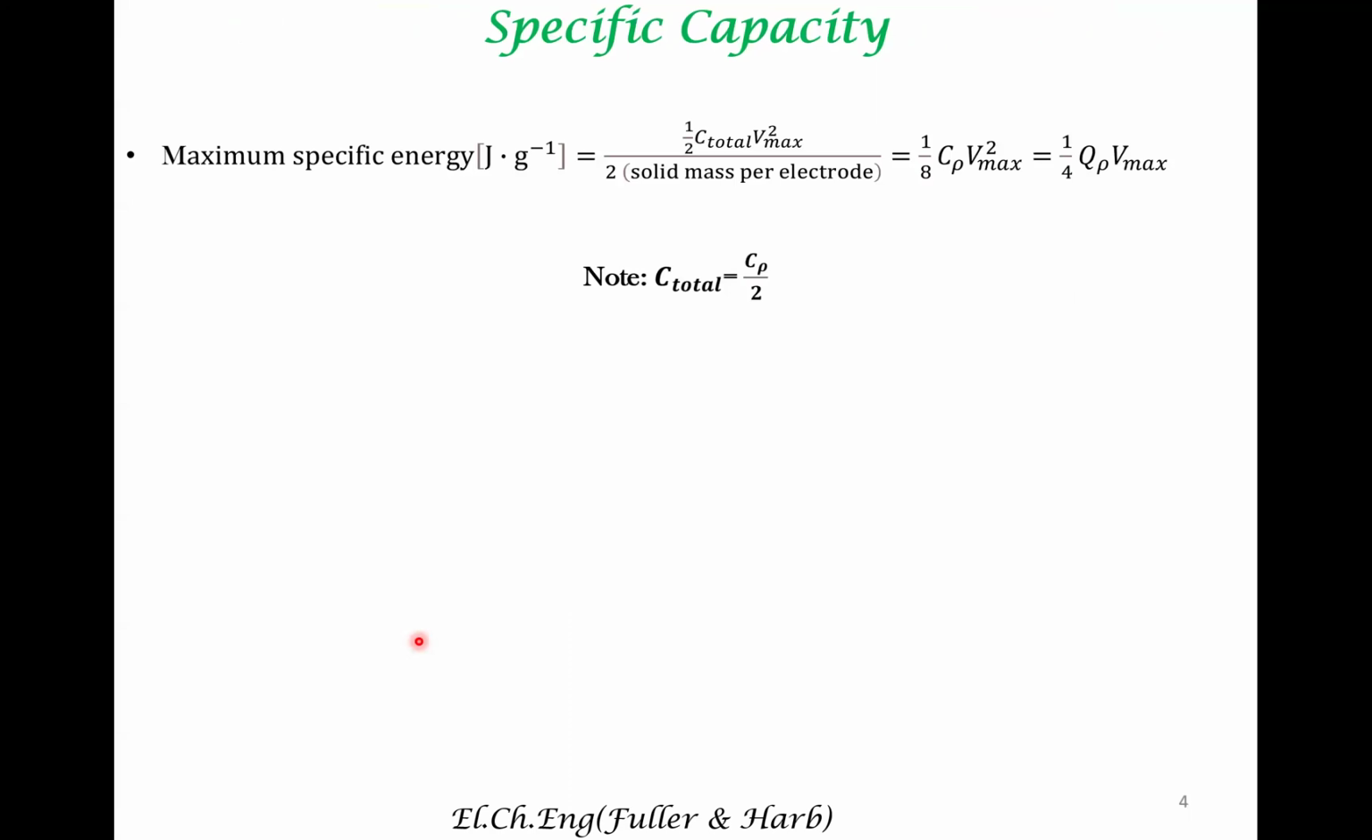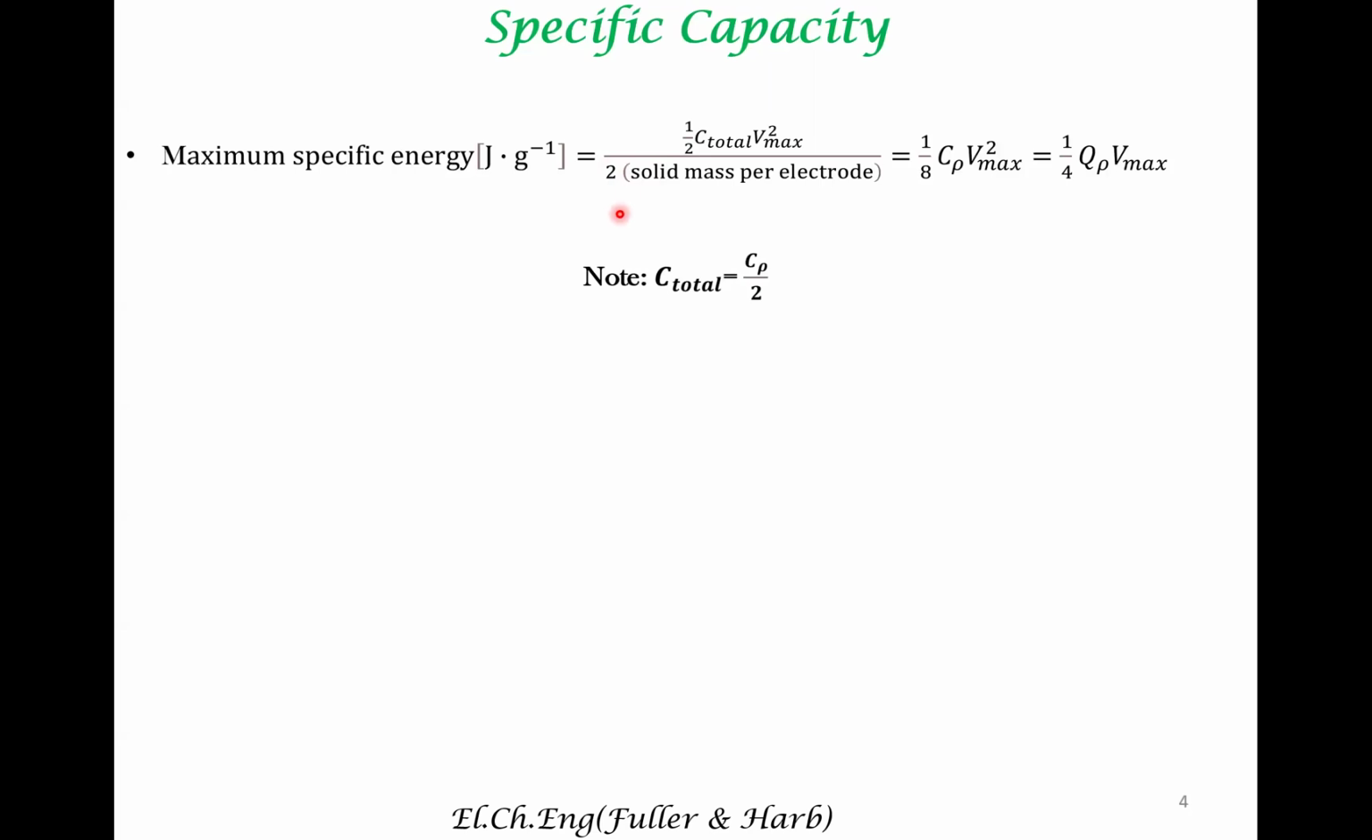So there are other metrics of a capacitor. The maximum specific energy is given by this formula. We've already looked at the reason behind this expression in a previous lecture on how to specify the energy of a capacitor. Because each capacitor comes with 2 electrodes, you have this quantity.